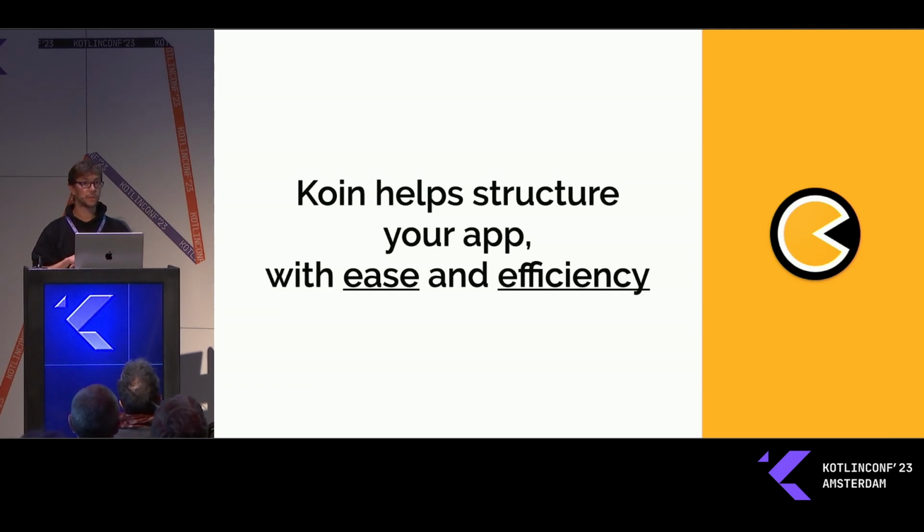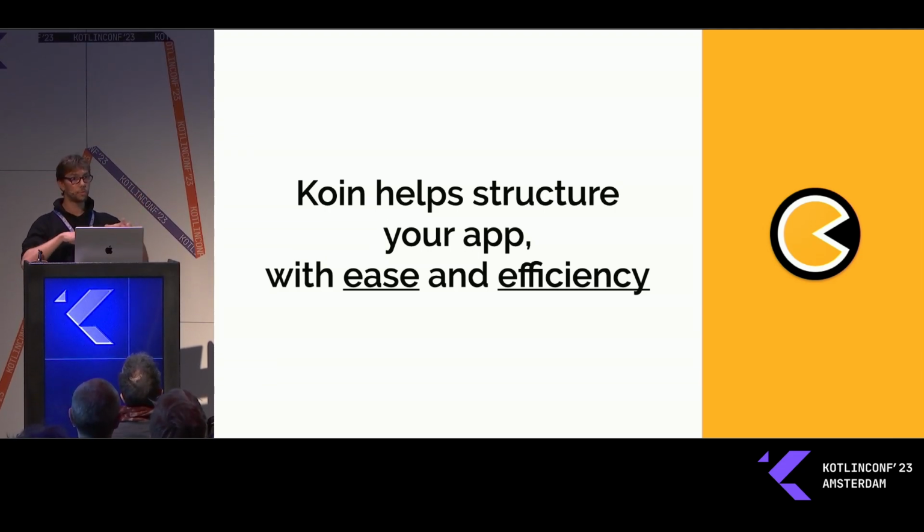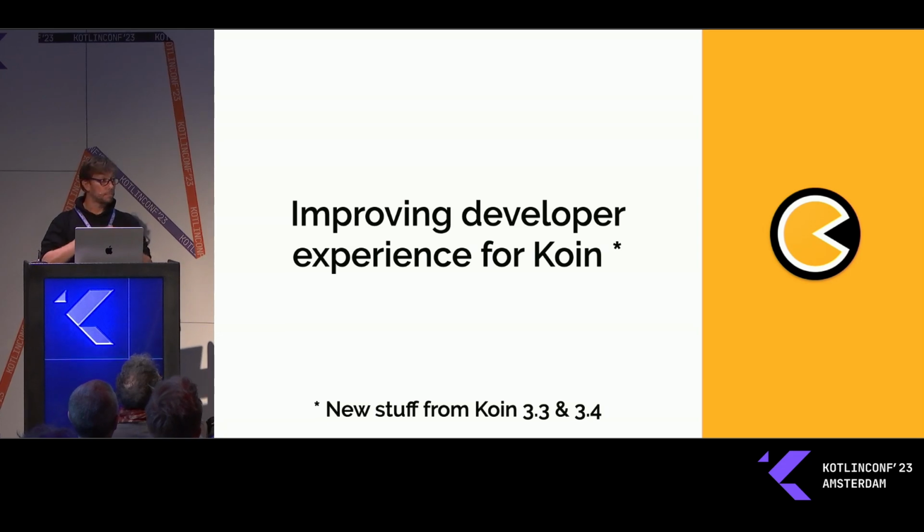Koin is a dependency injection framework. That means that it helps you structure your application. And the idea is that Koin provides you an easy way to be super efficient with all of that. We talk about improving the developer experience with Koin. Of course, the talk is about the Koin 3.2 version, but time is flying, and there's already Koin 3.3, 3.4 out there. We talk about a few things there. Hope you will enjoy.